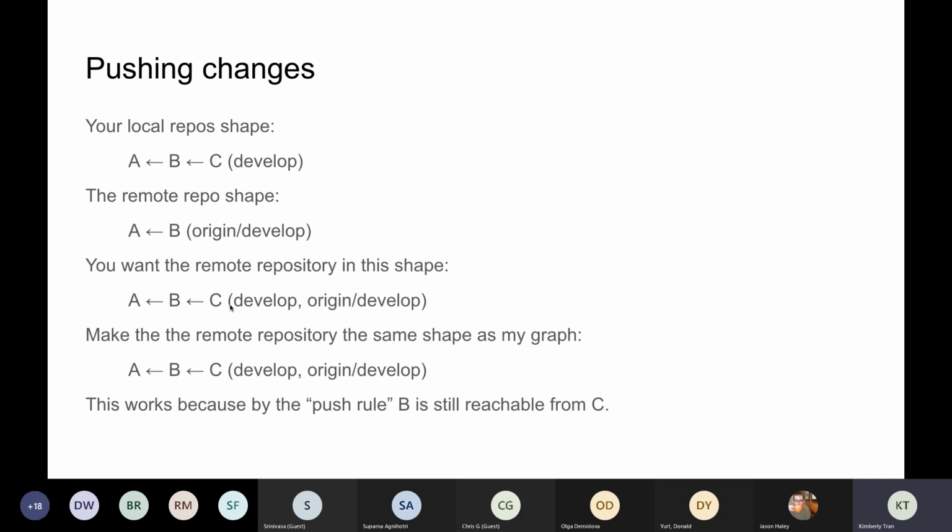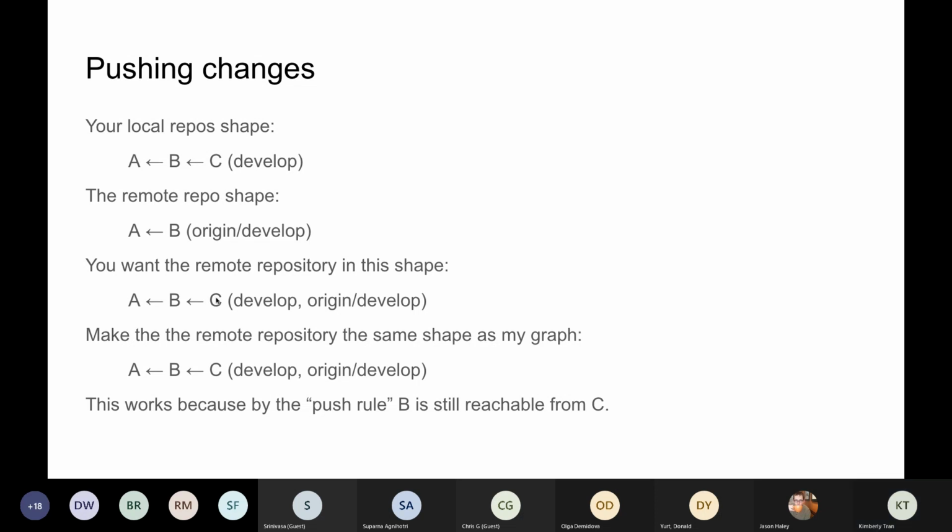When you create a branch in Git, you're not laying down new commits or anything. You're just adding metadata that says that develop points to this branch, or origin develop points to this branch, or maybe some new branch that you created also points to C. You're creating metadata that points to your commit graph. You're not creating new graphs at all.